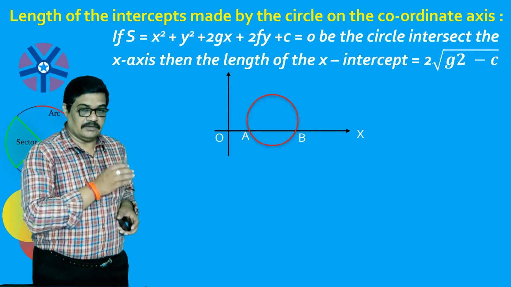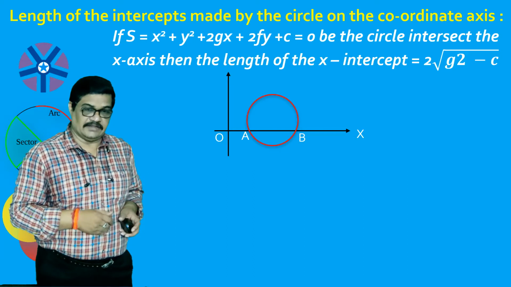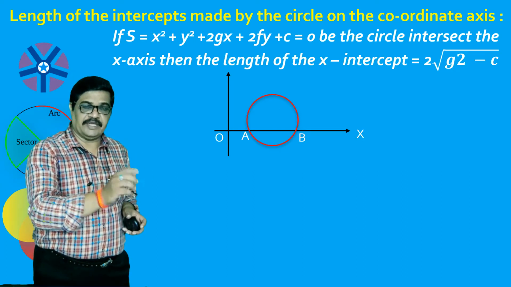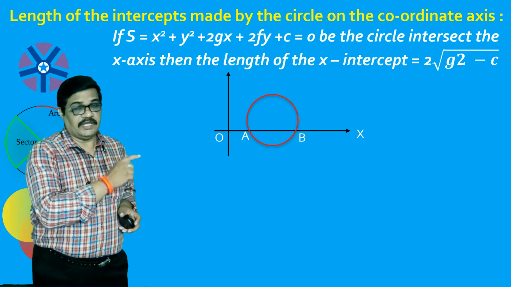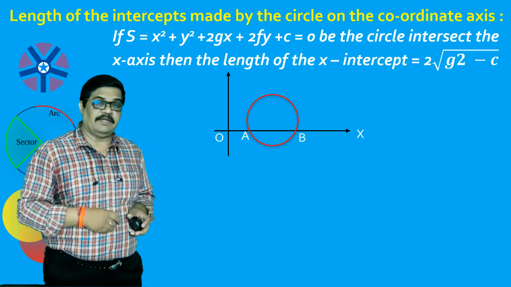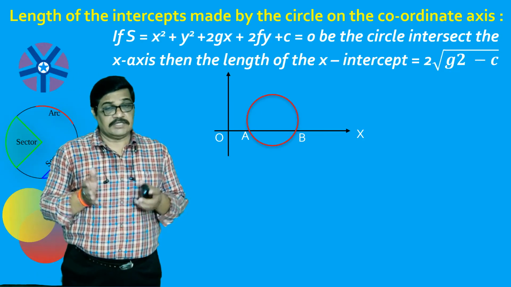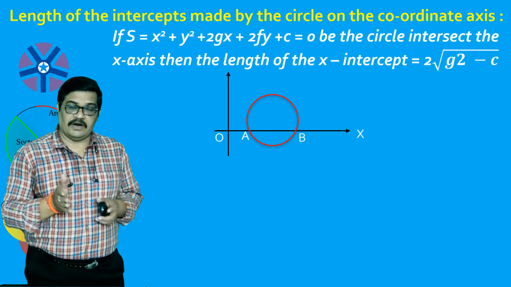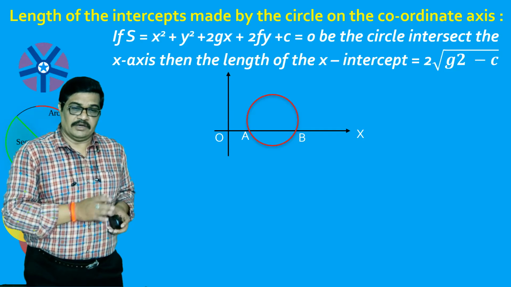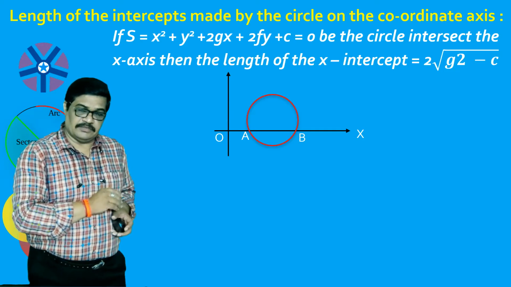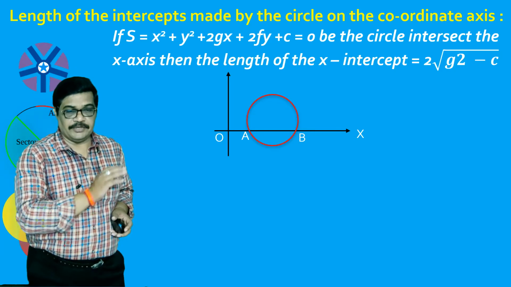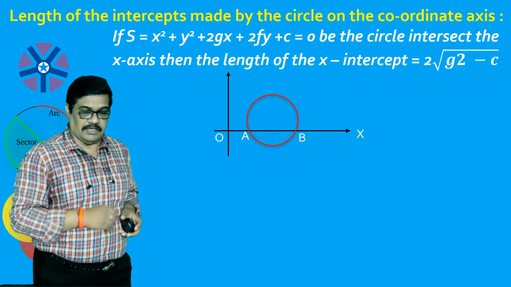Okay. Now how to find the length AB? The circle intersects the x-axis, so the y coordinates of A and B are zero, since on the x-axis the y coordinate is 0. That is y is equal to 0. We have to substitute it in the given equation.